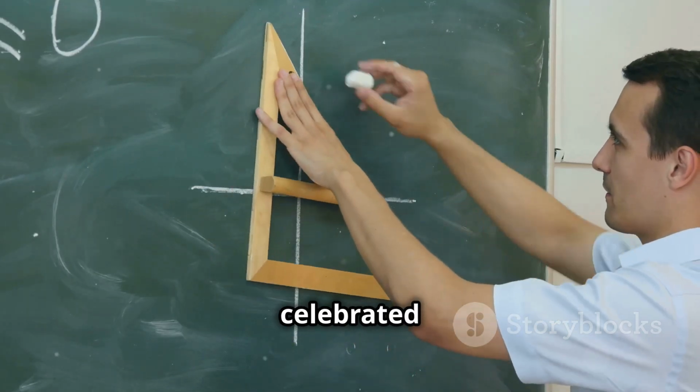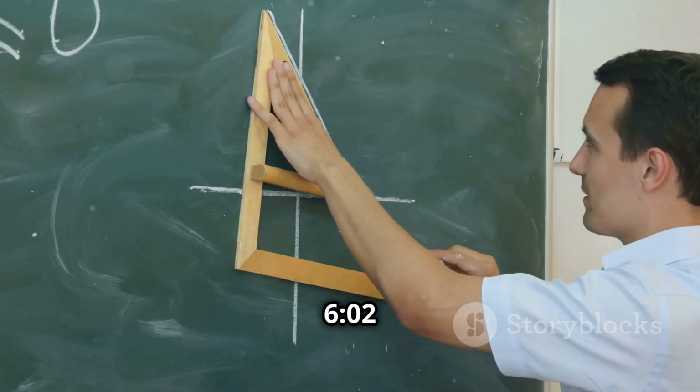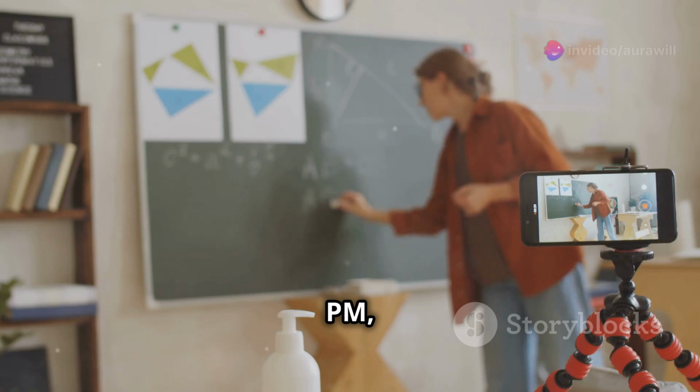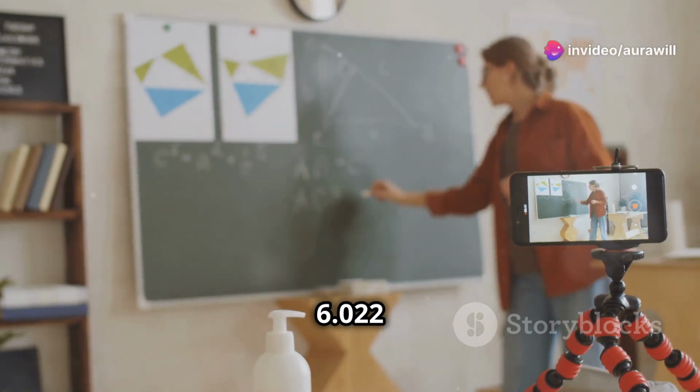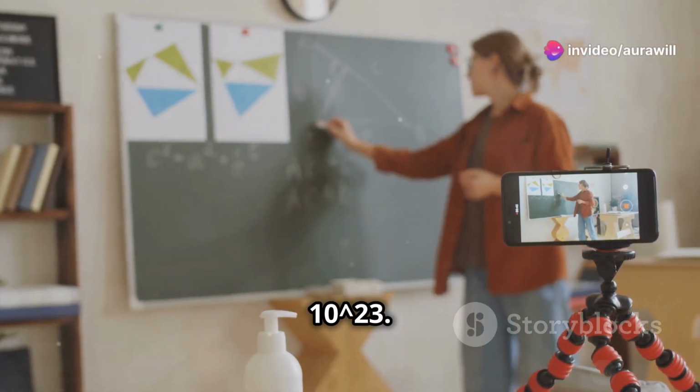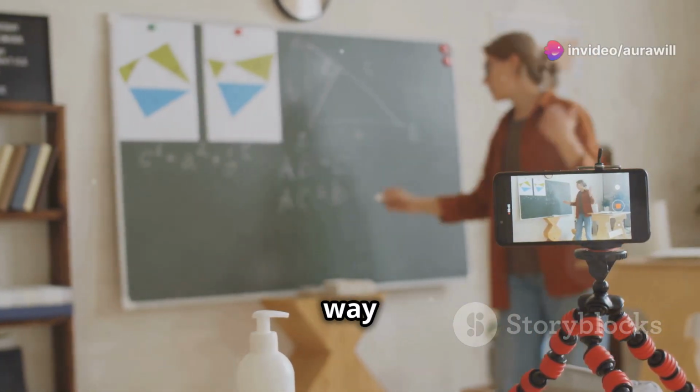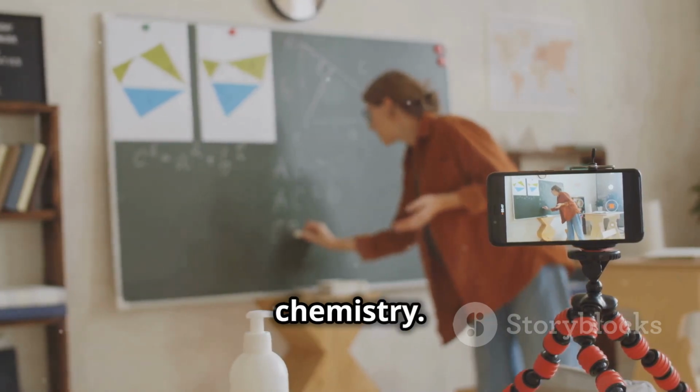Mole Day is celebrated on October 23rd from 6:02 a.m. to 6:02 p.m. to honor Avogadro's number, 6.022 x 10^23. It's a fun way to remember this important concept in chemistry.